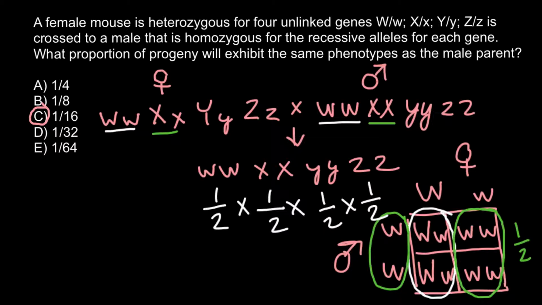The probability of this genotype, the same genotype as the parental genotype in the progeny, would be 1/16. So there are a total of 16 possible variants here, and 1/16 would be homozygous recessive in all 4 loci.